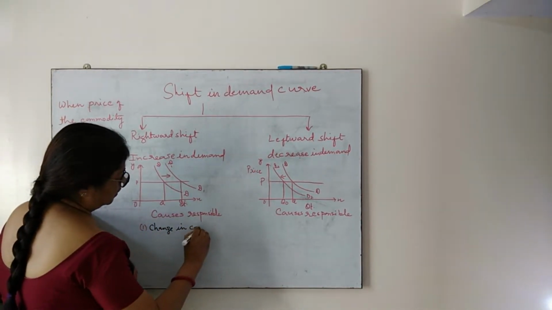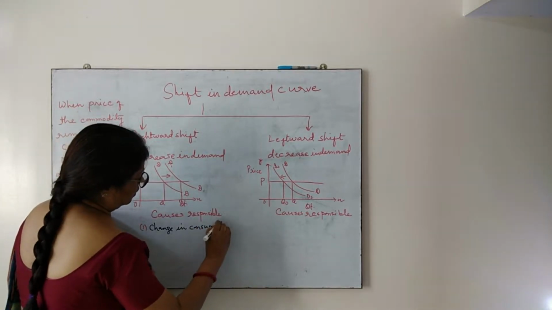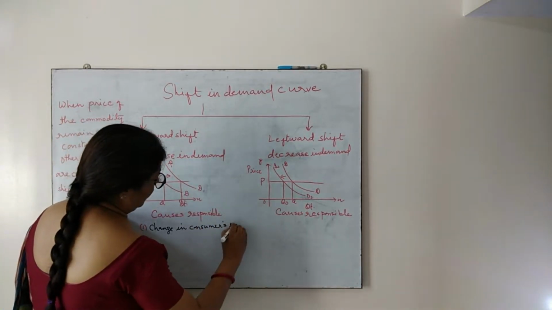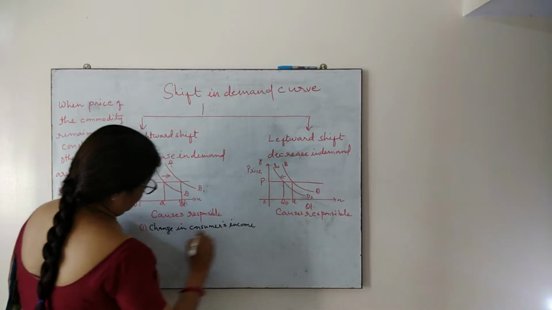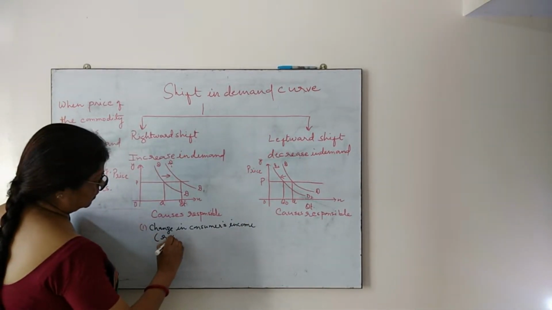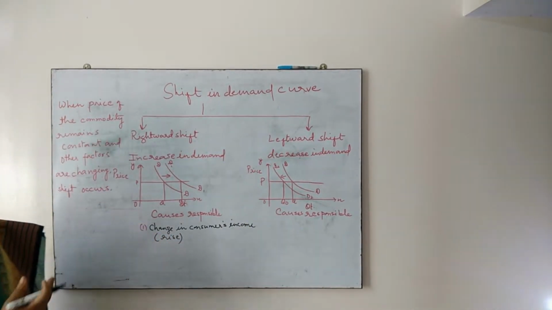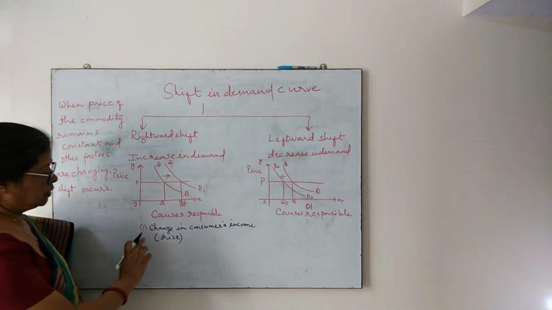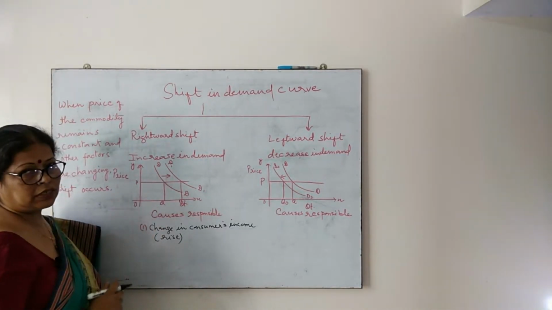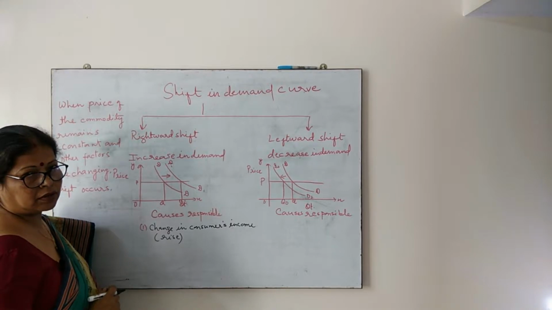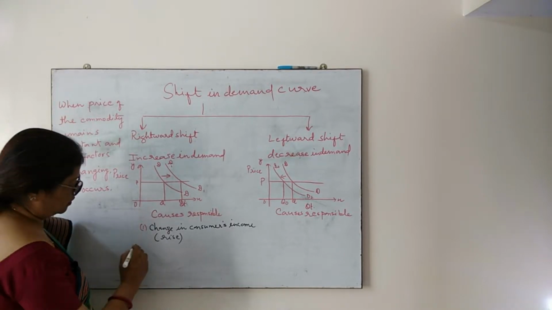consumers' income. Here change means rise. Change can be rise, change can be fall. But here, whenever consumers' income rises, the demand curve will shift to the right.